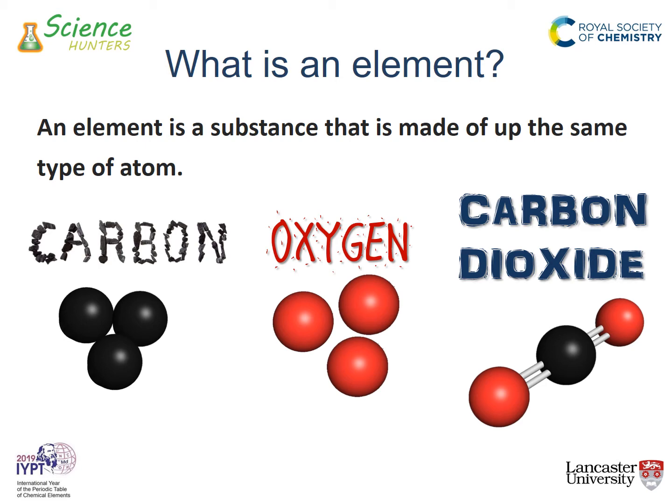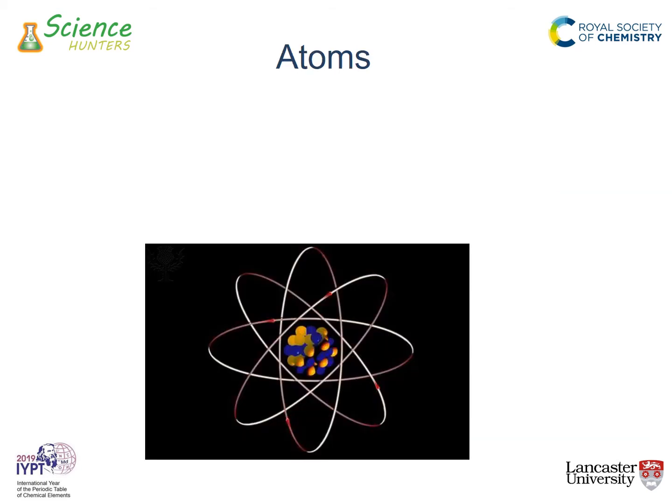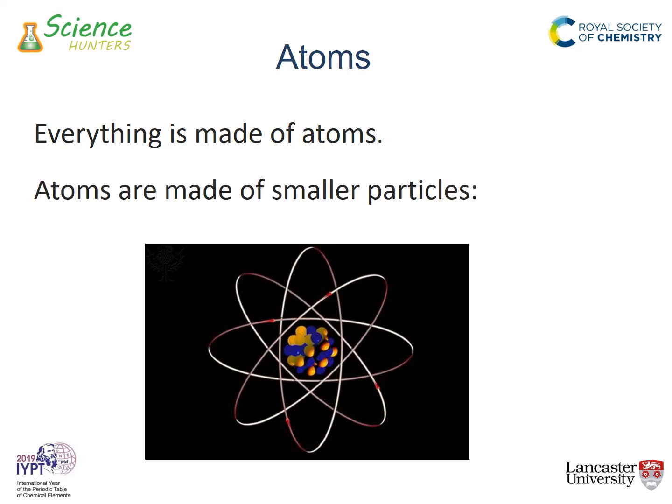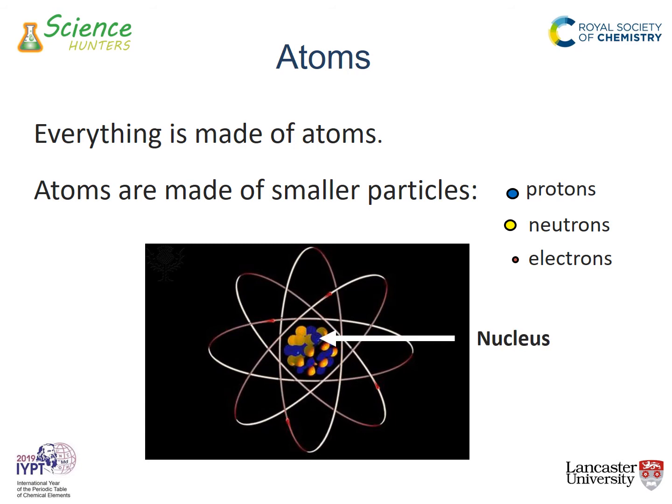But what are atoms? Everything is made up of atoms, including you. Atoms are tiny particles that are too small to be seen even with a microscope. Although atoms are tiny, they are made up of even smaller particles: protons, neutrons and electrons. There is a nucleus in the centre of the atom, which is made up of neutrons and protons. Circling around the nucleus in an orbit, a bit like the moon travels around the Earth, are electrons.